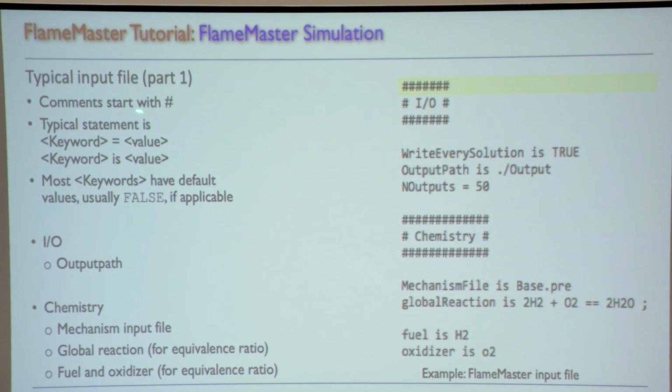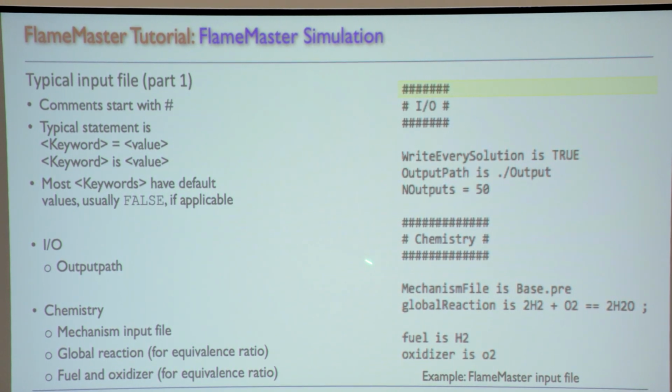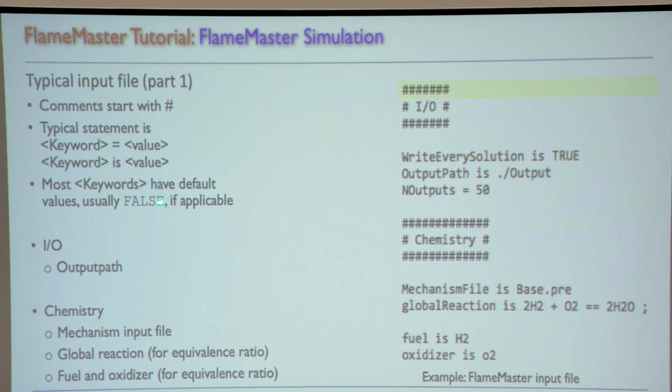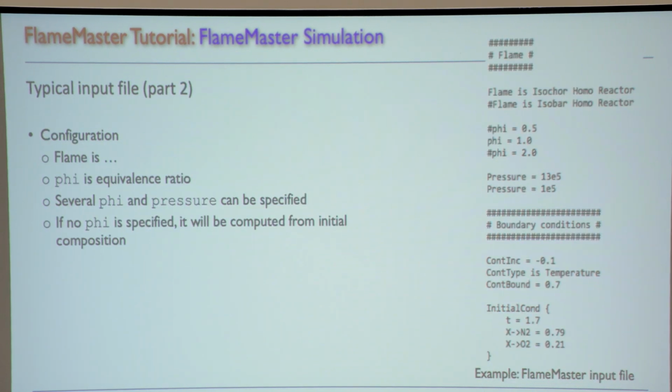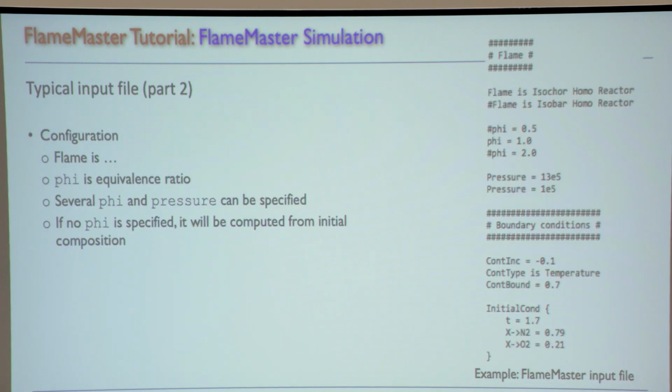In general, commands look like this. Everything that starts with this hash mark is a comment, and then typically a keyword is equal to a value, or is equal to value, that's the same thing. Sometimes it is false or true, options like this one. Usually, false is the default if nothing is specified.